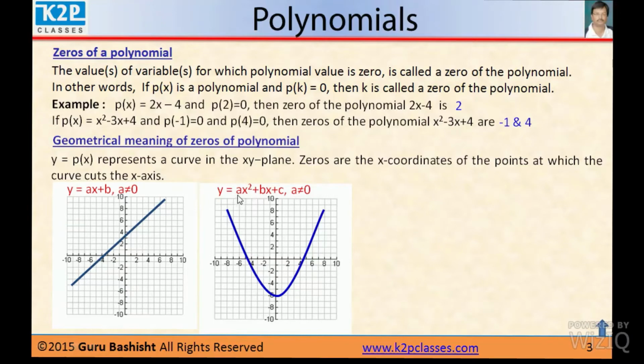Take quadratic expression, quadratic polynomial. So graph of the quadratic polynomial will be this type, u, or reverse u. So we see that here the graph cuts x-axis at 2 points. So for all the quadratic polynomials, there may be 2 zeros. There may be only 1 zero, and in that case this curve touches the x-axis, not cuts the x-axis.